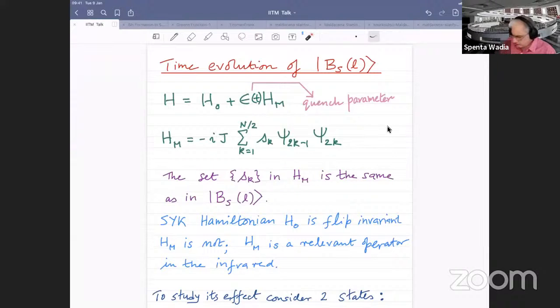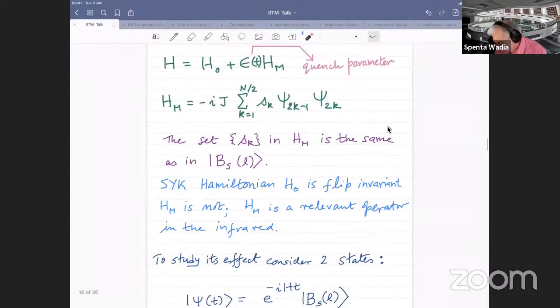Now, let me set up the calculation. I said that this is the SYK Hamiltonian. We want to start with a total Hamiltonian, which is this one, plus a perturbation. I'm not going to go into a lot of detail because I don't have the time. This is the perturbation Hamiltonian. This is the spin operator I was referring to before. You can see that the square of this operator is 1 and its eigenvalues are plus or minus 1. And these are the eigenvalues of this operator.